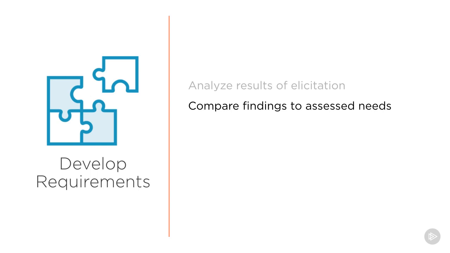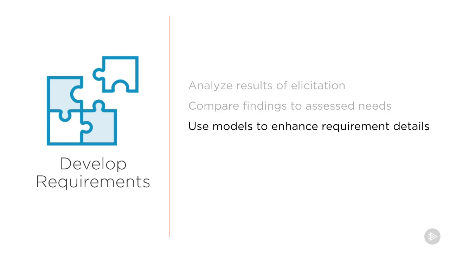Or do we need to go back and modify those assessed needs to take into account this additional information? We should use models here to enhance our requirement details when possible. These might be computer simulations in some cases, but in many others it can be as simple as developing process flows and other visualizations that can give us a better idea of how the business's work is accomplished. We'll look at those in more detail later in this course.